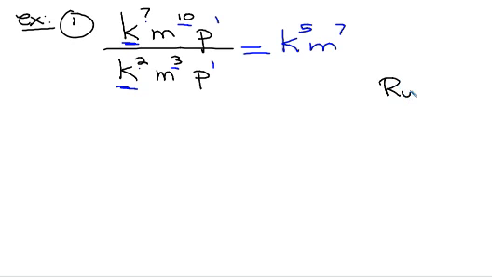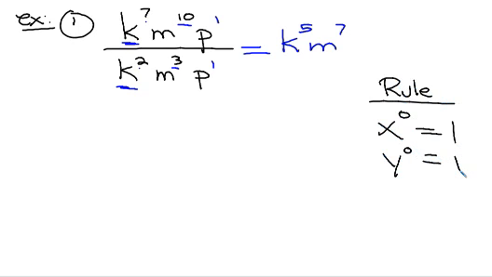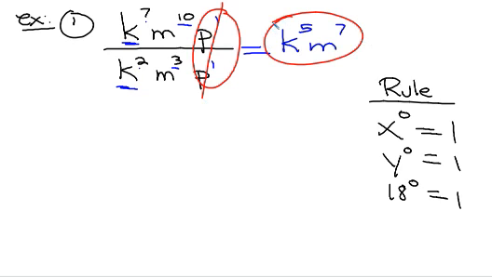Let's come over to the side real quick and note that anything to the 0 power is just 1. Anything to the 0 power is 1. Y to the 0 power is 1. 18 to the 0 power is 1. It doesn't matter what it is. Anything to the 0 power is 1. So what this really means with these p's is 1 minus 1 is 0, so this is just like a 1. So really what we can do is just mark them out. They just go away because they're like a 1. All right? So this is my final answer right here.